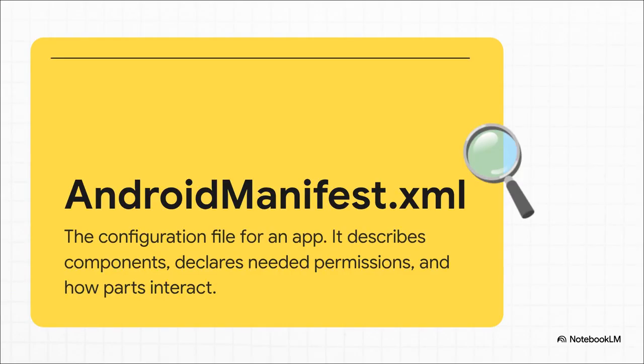First up, we have the blueprint. It's a file called the Android Manifest, and this thing is critical. It's like the app's passport. It introduces the app to the Android system. It lists all the other building blocks and, really importantly, it declares what permissions the app is going to need. You know, like access to the camera or your contacts. It sets all the ground rules before anything else can happen.